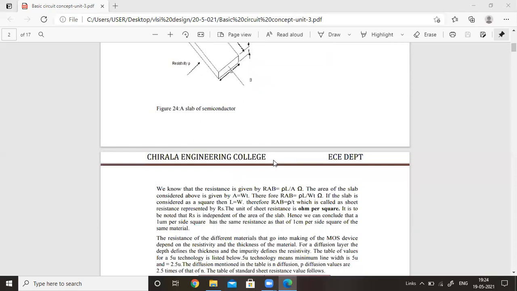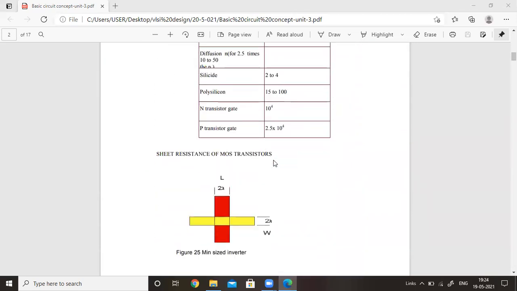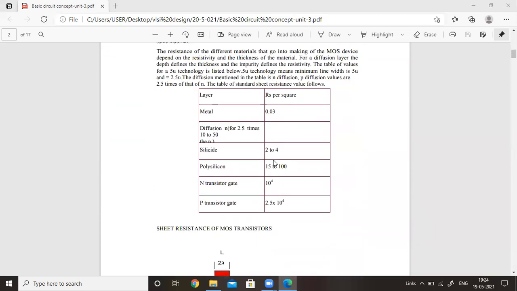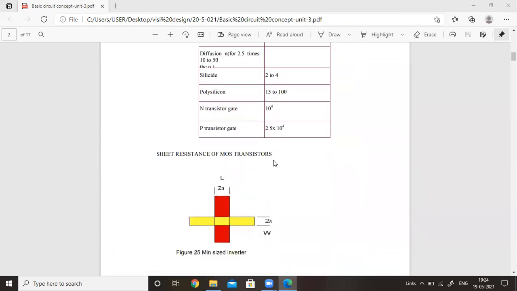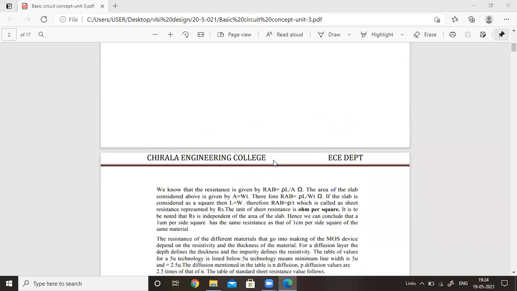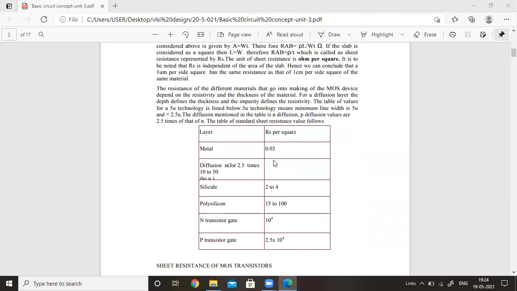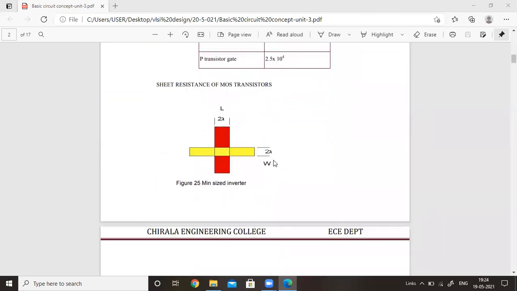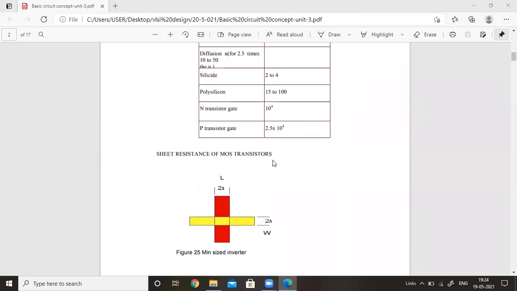How we are going to find out the sheet resistance. In the next class, we will discuss how to calculate the sheet resistance at different technologies, and by using inverter based circuits, how to calculate the on resistance of the device. We'll discuss in the next class, right?